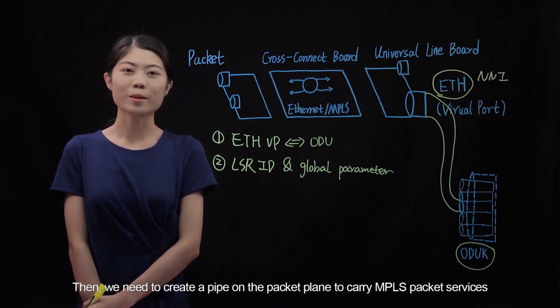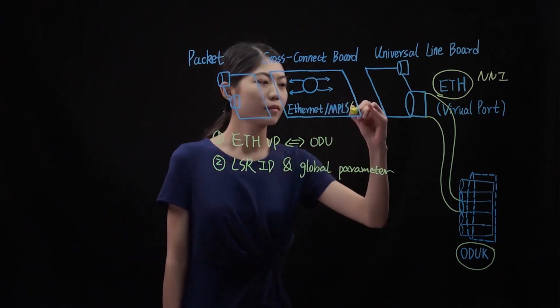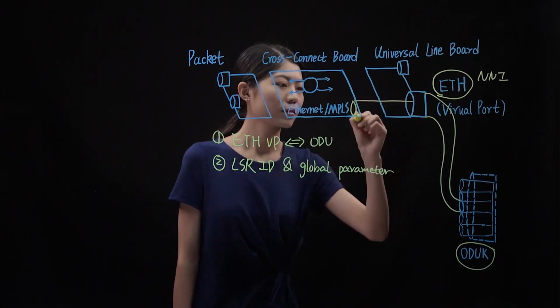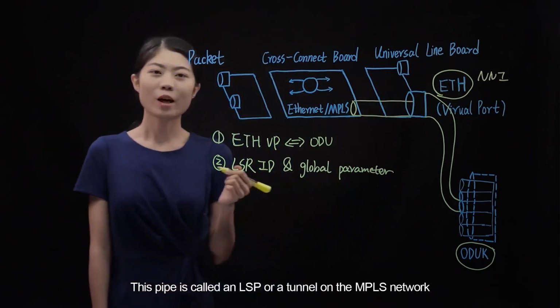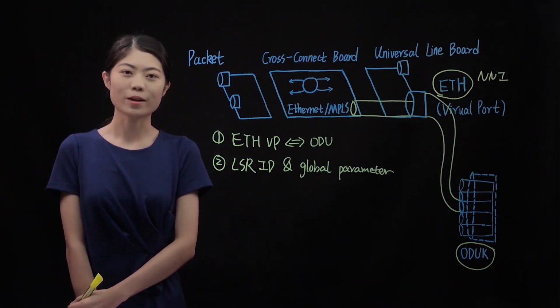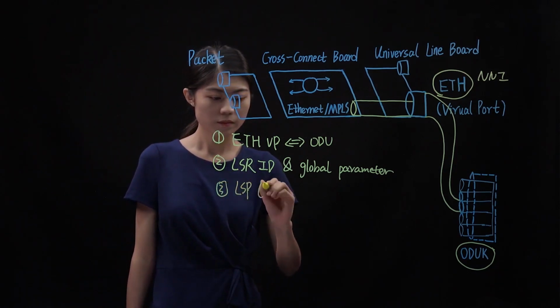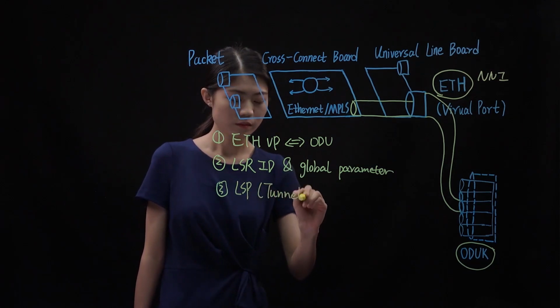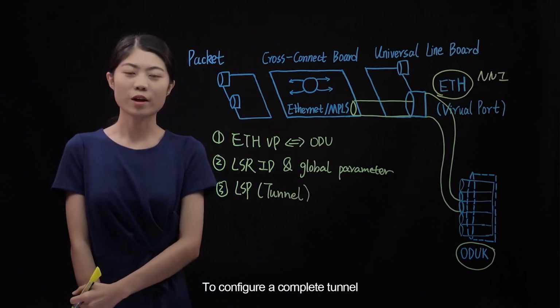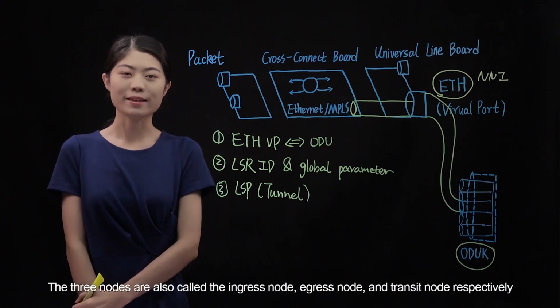Then, we need to create a pipe on the packet plane to carry MPLS packet services. This pipe is called an LSP or a tunnel on the MPLS network. To configure a complete tunnel, we need to select the source node, sink node, and intermediate forwarding node. The three nodes are also called the ingress node, egress node, and transit node respectively.